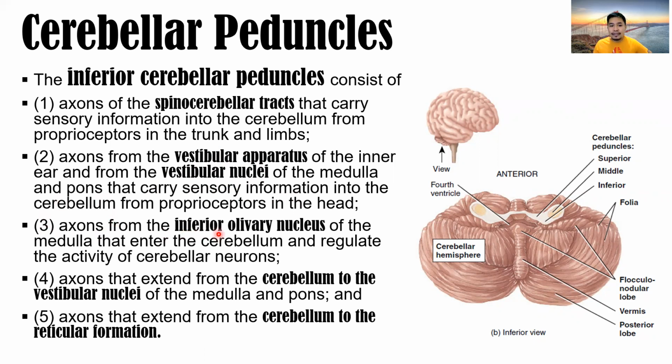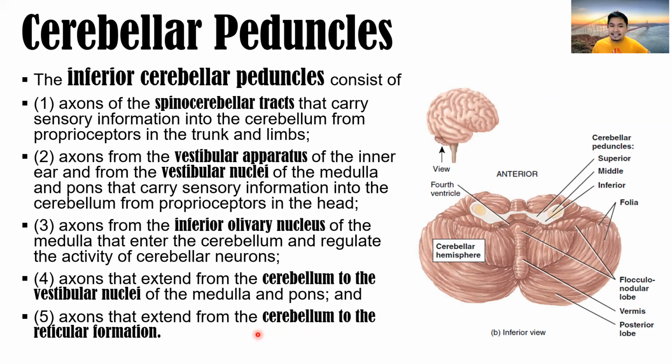Third is the axons from the inferior olivary nucleus of the medulla that enter the cerebellum and regulate the activity of the cerebellar neurons. Fourth, axons that extend from the cerebellum to the vestibular nuclei of the medulla and pons. So this is now from the cerebellum to the vestibular nuclei. Number two is vestibular apparatus, and from the vestibular nuclei to the cerebellum. Number five, axons that extend from the cerebellum to the reticular formation.